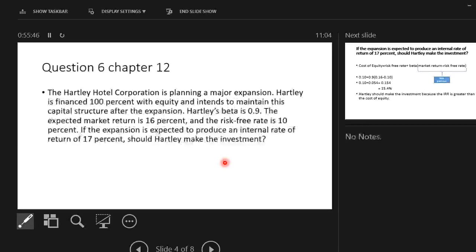Now, with this one, I'm going to give you a formula. I think I've already put it on the slide there.